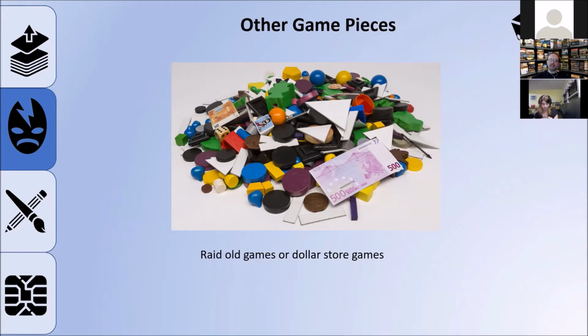So don't spend a huge amount of time finding the absolute best pieces that you need. That's time that you can instead spend on testing and iterating your game.